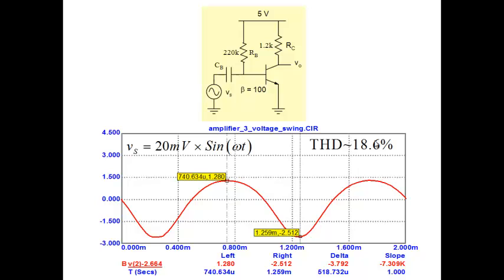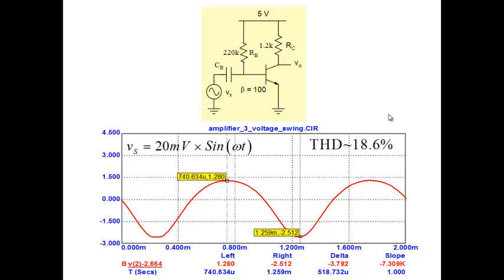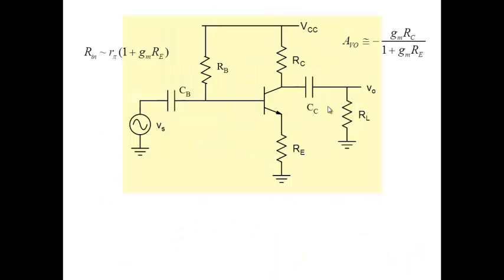A very simple, but not good, solution is to take the 20 millivolt, use a voltage divider to make it 10 millivolt, and apply 10 millivolt here, and you'll get 10% harmonic distortion. But that's not a good strategy, because you're building an amplifier and you're attenuating the signal first, and then amplifying. That doesn't make sense.